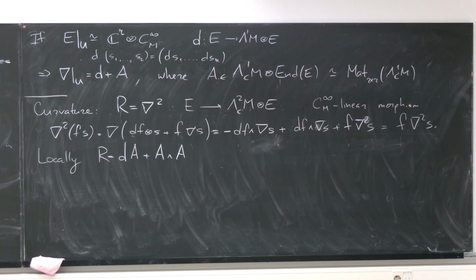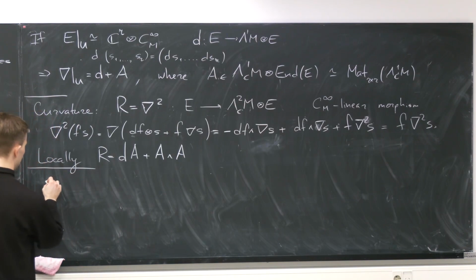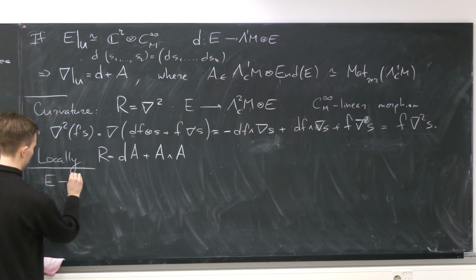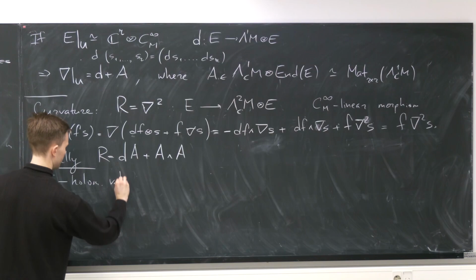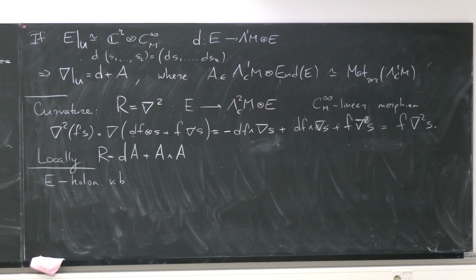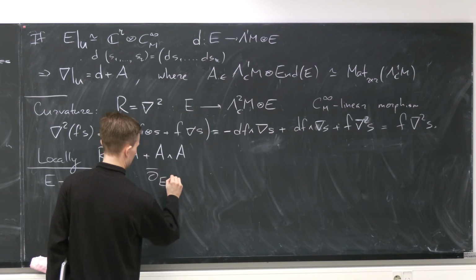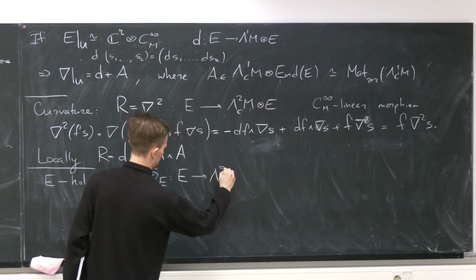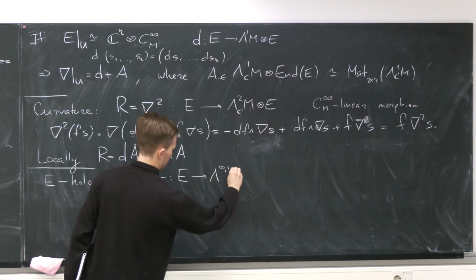And now, if we have a Hermitian metric, we may, first before the Hermitian metric, let's assume now that E is a holomorphic vector bundle. In this case, we also have this del-bar_E operator. Recall that this goes from E to Lambda^{0,1} M tensor E.